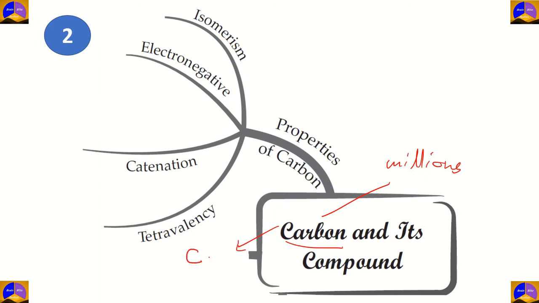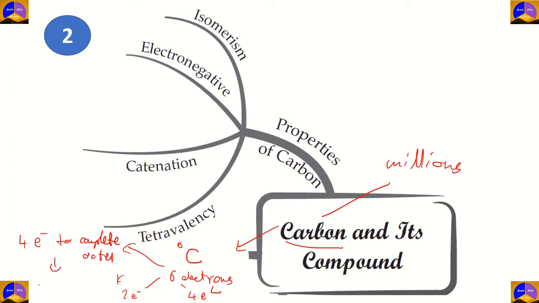Now, carbon has the atomic number 6, so therefore that means carbon has 6 electrons in an atom. And so you will have 2 electrons in the K shell and then 4 electrons in the L shell. Now, the L shell is the final shell, so in order to complete its octet, carbon needs 4 electrons. So that makes carbon tetravalent. So its valency is equal to 4.